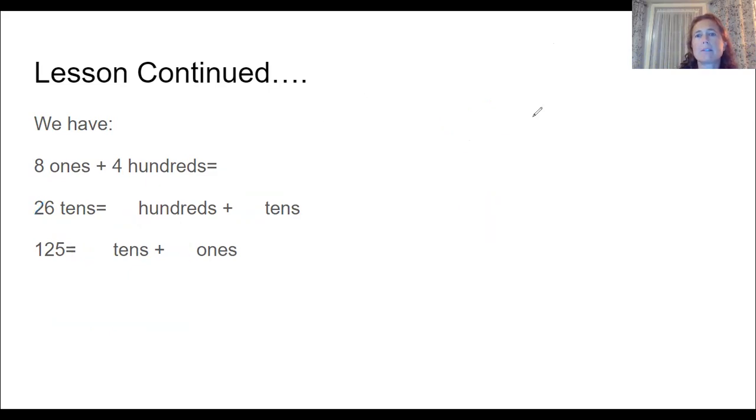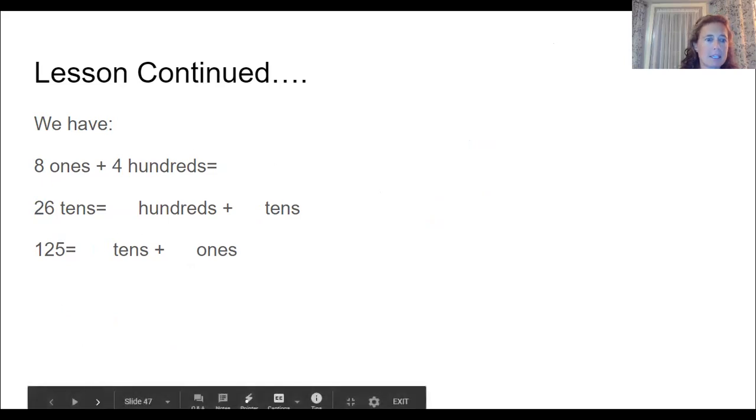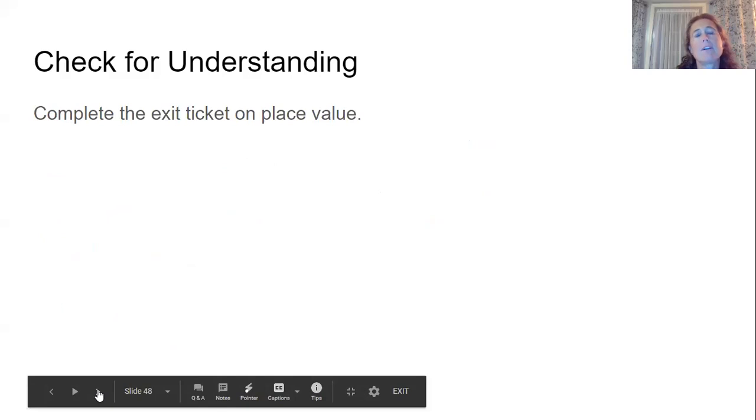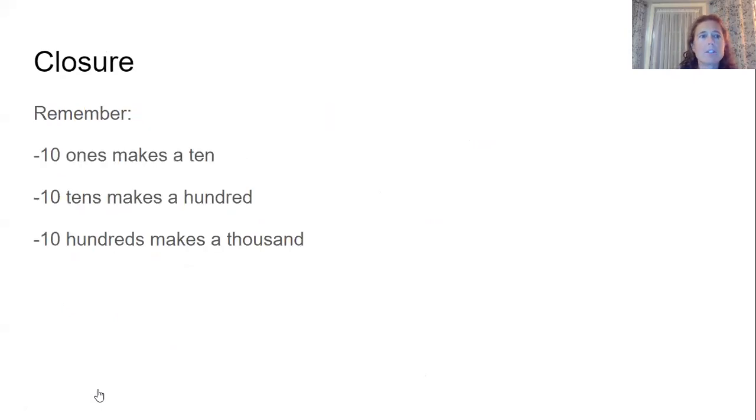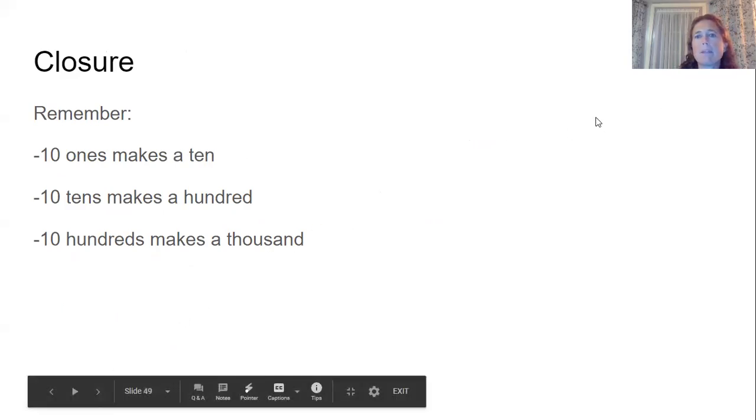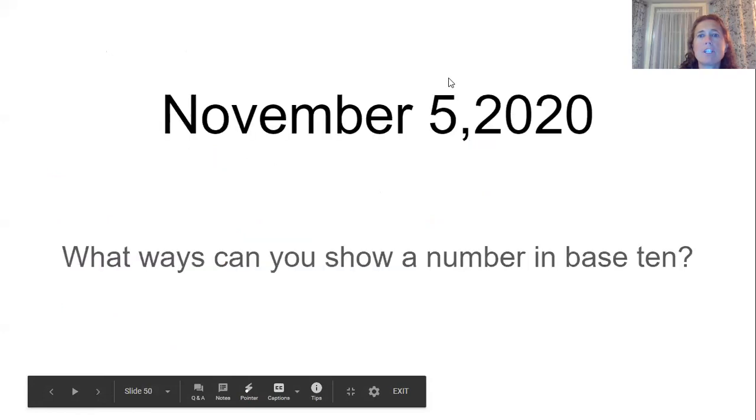All right, let's go on. All right, there is an exit ticket on place value that you need to take. It is in Shobi. So make sure you get that done. And just a few reminders, remember that 10 ones makes a 10, 10 tens makes 100, and 10 hundreds make 1,000. All right. So let me stop my share.